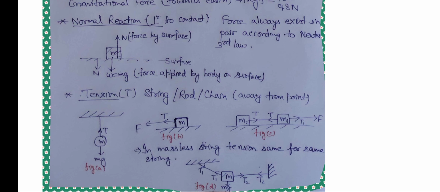So whenever there is contact with the string, there will be tension, and it is always away from the point. In the downward side of figure D, we can see mg is the weight. This is one of the forces, the gravitational force, applied towards the earth. It is always acting downward. So in this way we can draw our FBD.